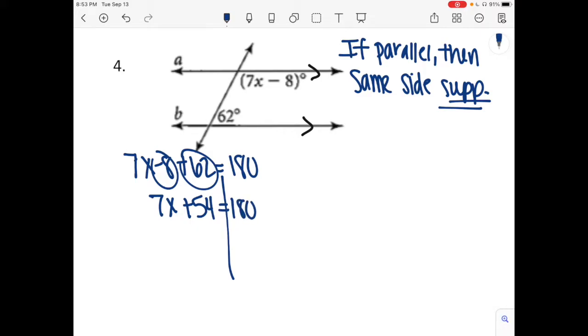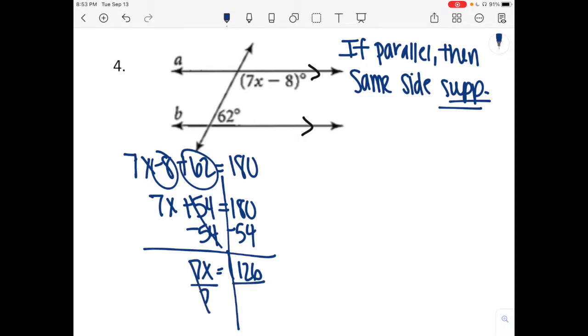So then the next step is to get x alone. So I'm going to take away 54 from both sides to get the 7x alone. So now I have 7x equals 180 minus 54, which is 126. And then the last step will be to divide both sides by 7. So x equals 18.